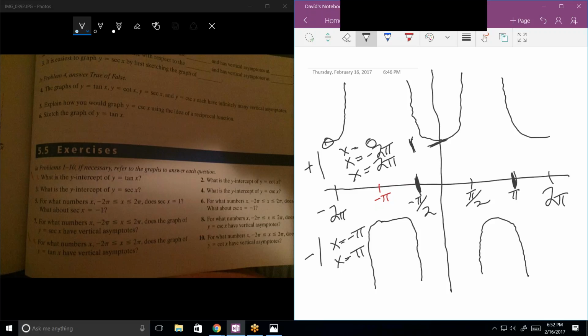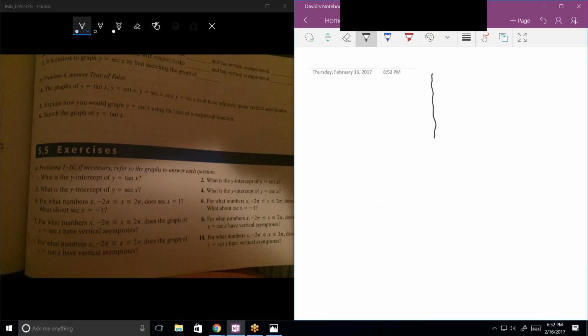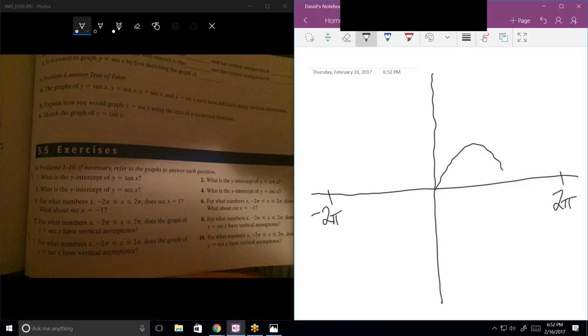Okay, so for number 6, same question, only cosecant instead of secant. Well, let me draw that curve. I think I can do this without drawing the sine, maybe. I don't know. If I'm going to go from minus 2 pi, I'll draw the sine just to be certain. I don't think this has the funny look that the other one has. I know that goes like that, and I know that it goes like that.